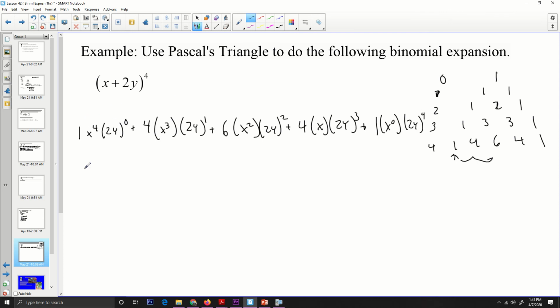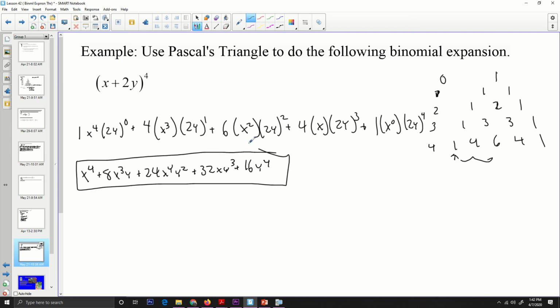And so I'll have x to the 4th, and then 4 times 2 gives me an 8x to the 3rd y. And then 6 times, well, 2 squared, because this will be 4y squared, so 4 times 6 is 24x squared y squared. And then 4 times 2 to the 3rd, well, 2 to the 3rd is going to be 8, so 4 times 8 is going to be 32x y to the 3rd. And then 1 times 1, and then 2 to the 4th will be 16y to the 4th as my final answer to that.